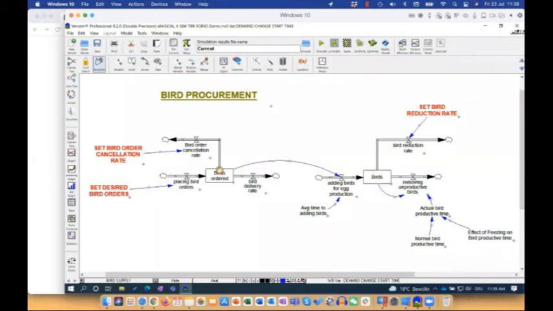Of course, we can also say that we want to cancel some orders. We say, oh no, we made a mistake. Let's not bring all the other birds that we ordered. Let's cancel the orders. The bird supplier will not be happy about that, but that's what we can do in this part of the simulation.